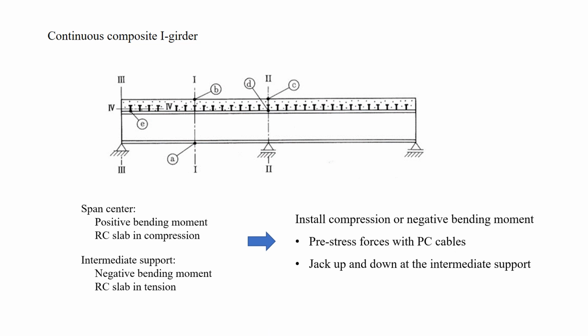To solve this problem, it is effective to introduce compression forces or reduce negative bending moment at the support, such as by pre-stressing with PC cables and jacking up and down at the intermediate support.